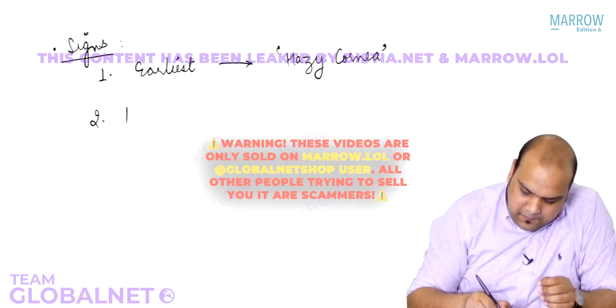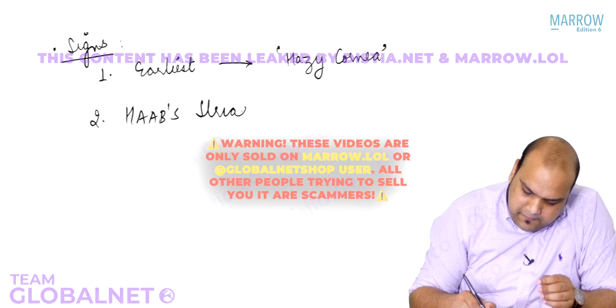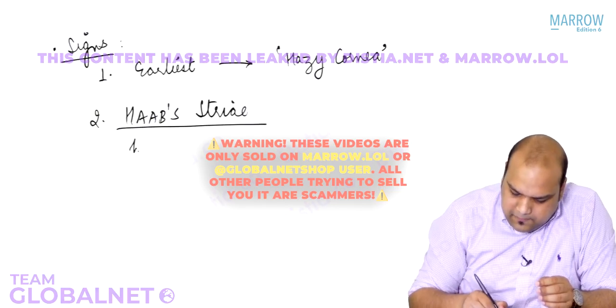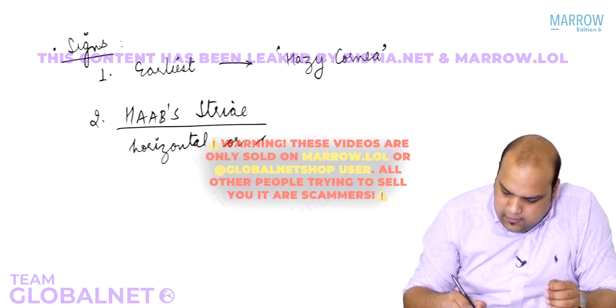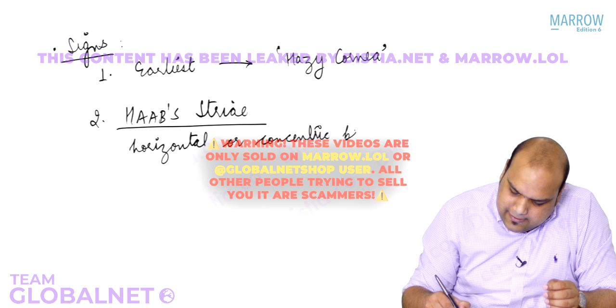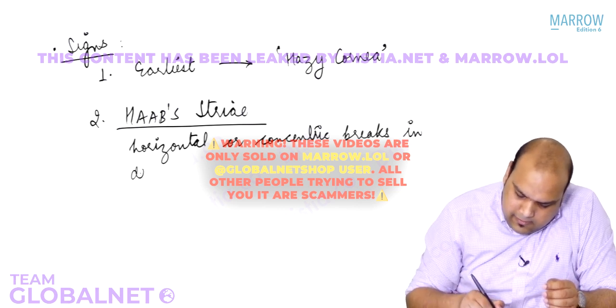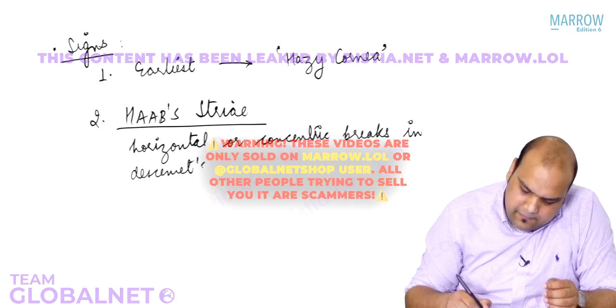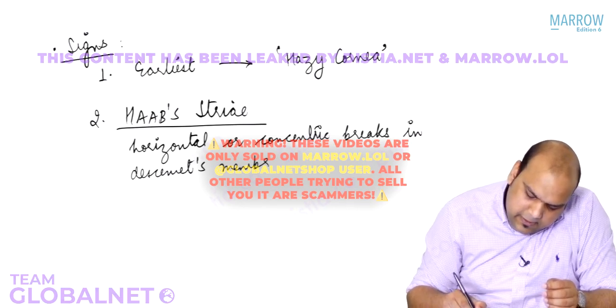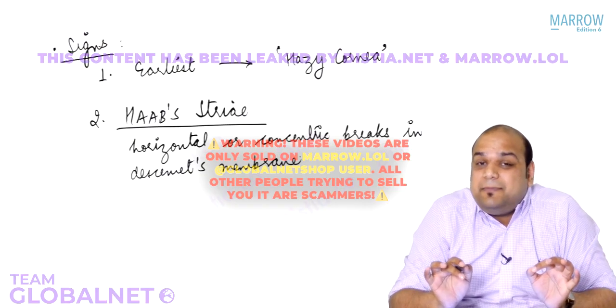Second sign. Haab's striae. What are Haab's striae? Horizontal or concentric breaks in Descemet's membrane. Horizontal or concentric breaks in Descemet's membrane.